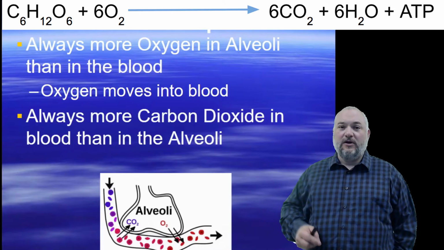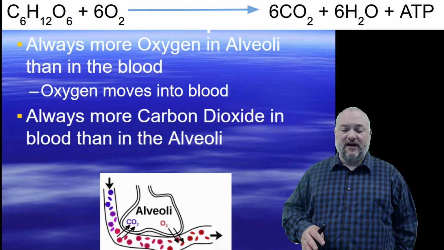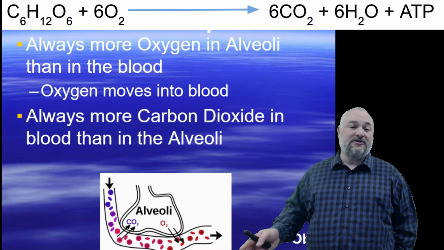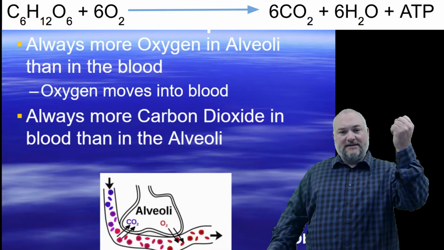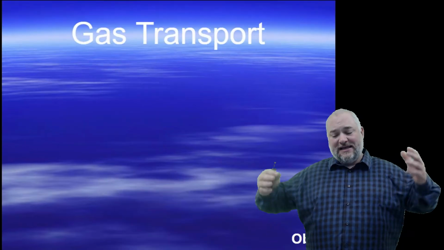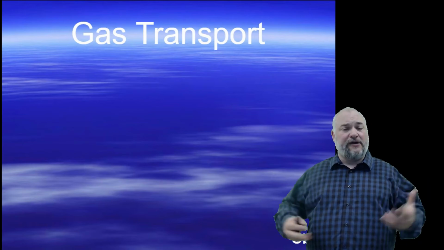So diffusion, the body doesn't have to do anything except make sure those concentration gradients are there. And that's there simply by the nature of how cellular respiration works. We use up the oxygen and make carbon dioxide. So gas transport. Once we get the gas in the blood, how do we move it around in the blood? How does the blood carry that gas?